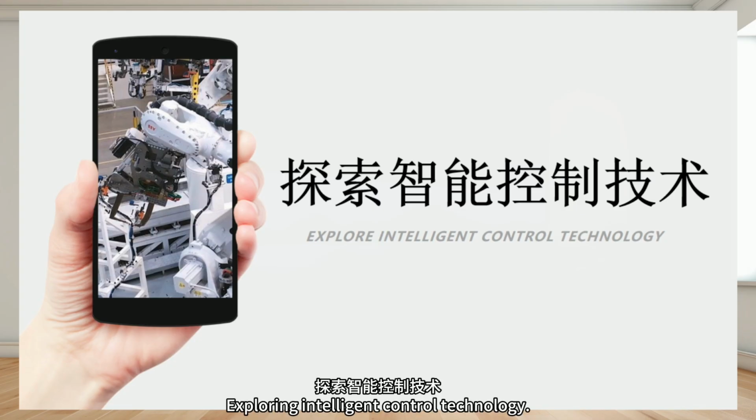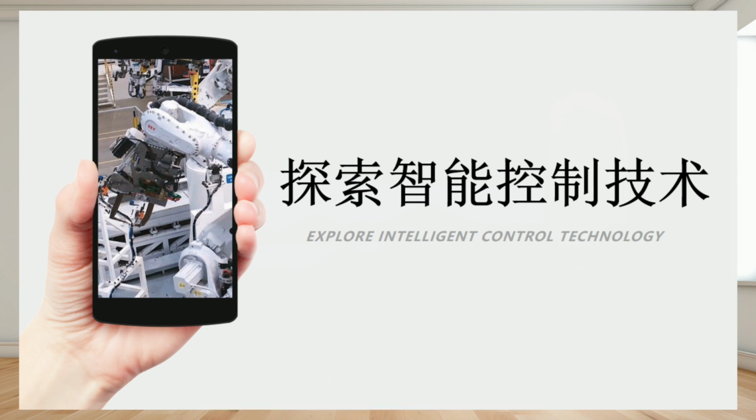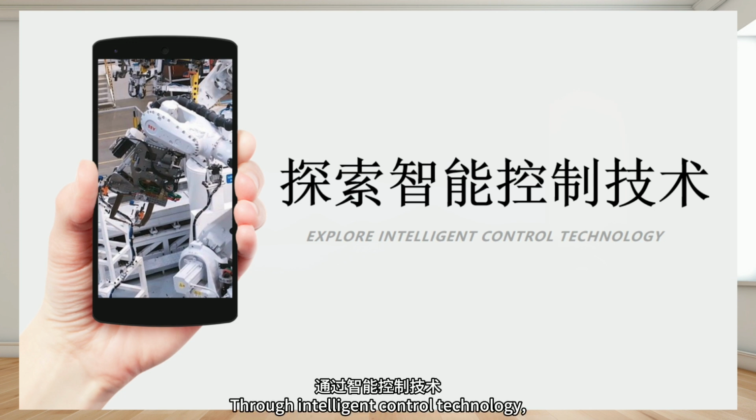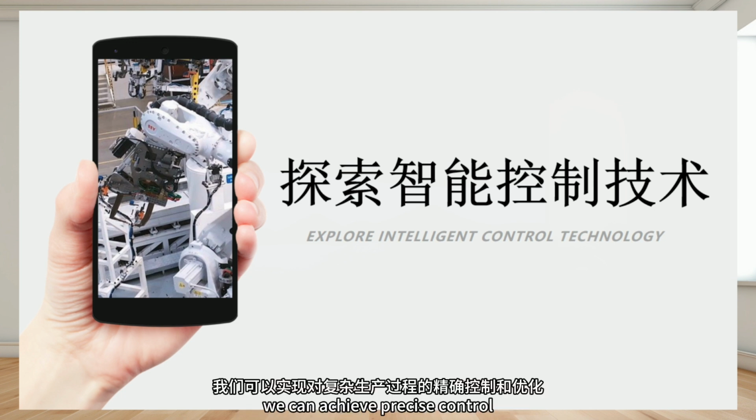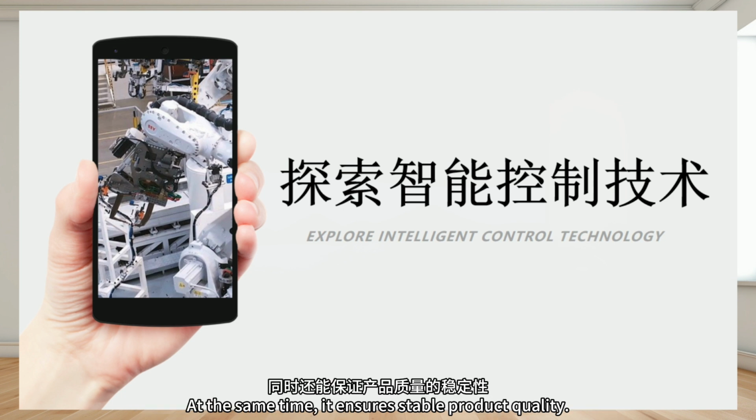Exploring intelligent control technology. In today's industrial production, automation technology is applied everywhere. Intelligent control technology, as an important branch of automation, has greatly promoted efficient, precise, and intelligent industrial production. Through intelligent control technology, we can achieve precise control and optimization of complex production processes. This improves production efficiency and reduces production costs.